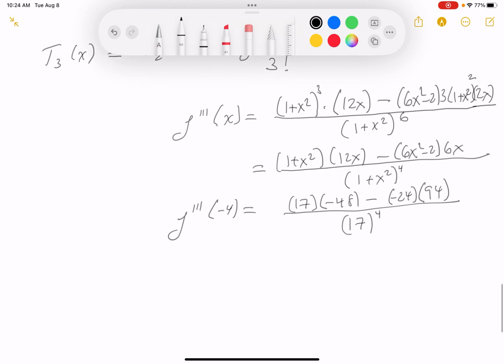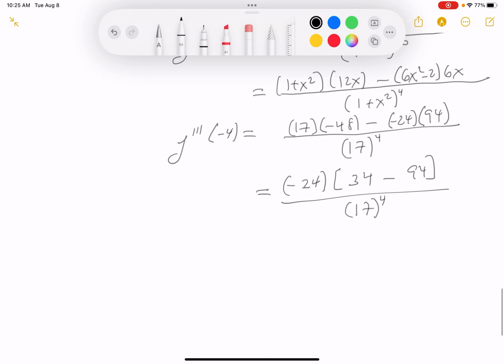And I'm going to keep going around and looking for things to do. I am going to factor out a 24. Oh, minus 24. And what do you get? Well, you get 34. Again, minus 24 from 48 is going to be 2, and 2 times 17 is 34. And then you're going to get minus 94, and this over 17 to the fourth power.